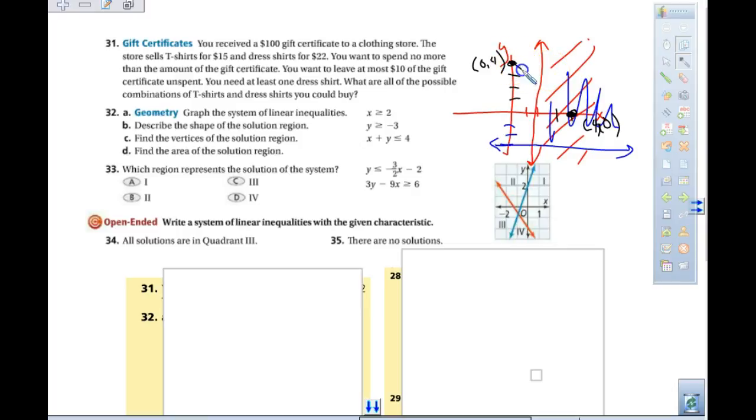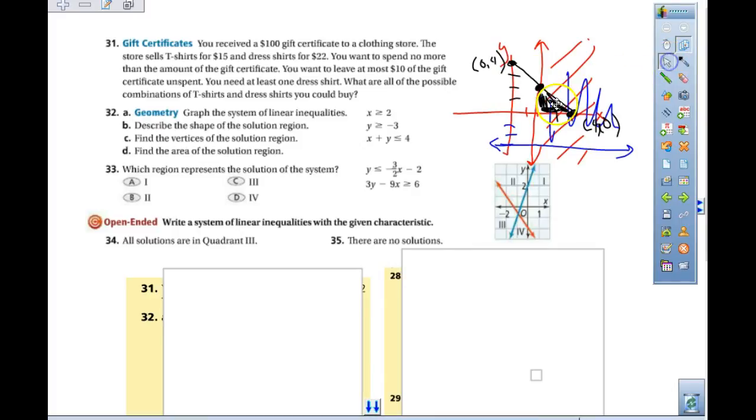And we are looking for the point of intersection. So it says, describe the shape, should be a right triangle. Next part, find the vertices. Oh, that means I want to know where this point is, right here, right? It's over at 2 and up at, okay?